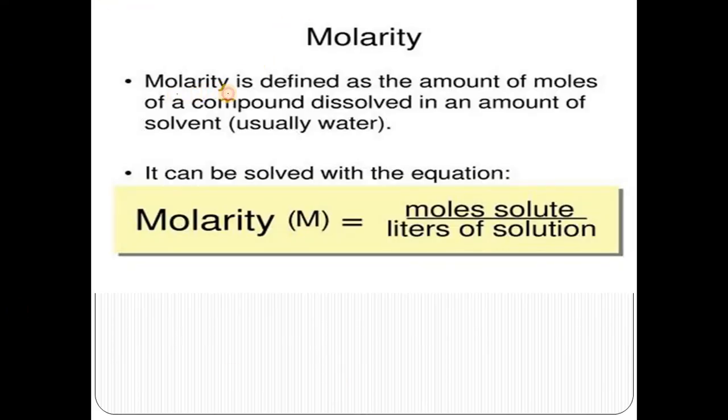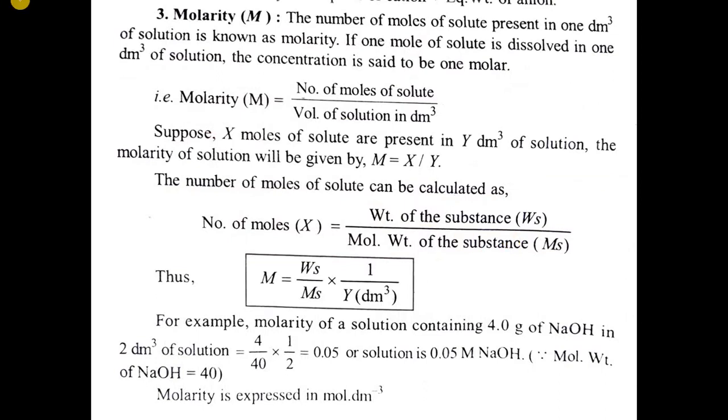Molarity is defined as the amount of moles of a compound dissolved in an amount of solvent, usually water. So it can be solved with the equation: molarity is equal to moles of solute divided by liter of solution. So overall, in detail, molarity is defined as the number of moles of solute present in 1 dm cube of solution. If 1 mole of solute is dissolved in 1 dm cube of solution, then the concentration is said to be 1 molar.